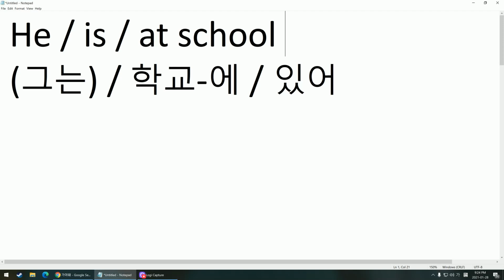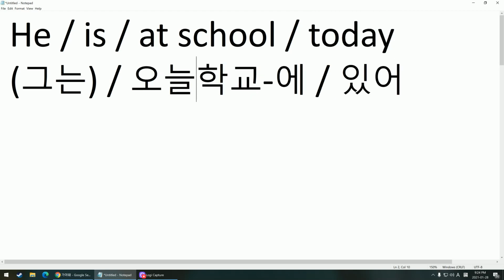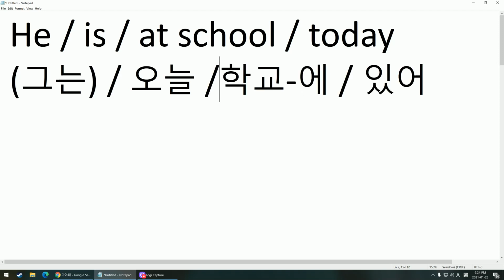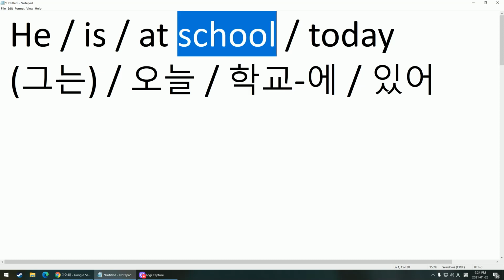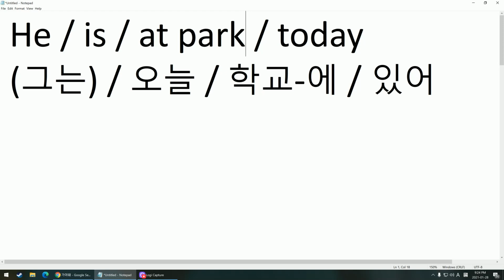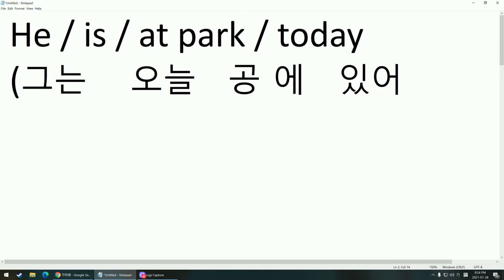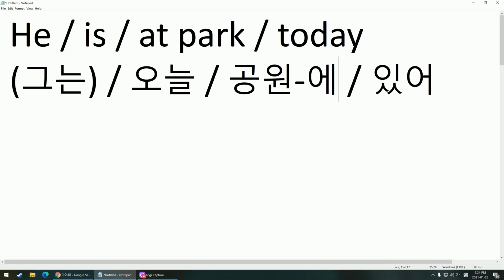And you can make this sentence longer by sticking in 오늘. Oh no, sorry, wrong language. I'm so confused. Today. And it doesn't matter where you put the 오늘. You can just put it here if you want. 그는 오늘 학교에 있어. So if I change this 학교, school, into park, it would change in the same spot. 공원에 있어. I just put the dash here to show you guys that it's separate. It's supposed to be together.